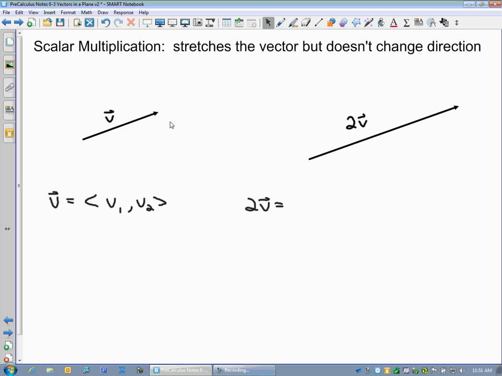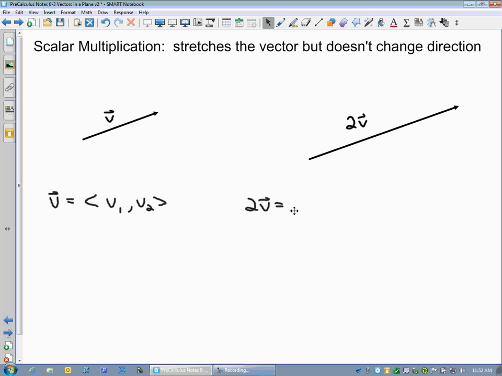So let's take this vector here. This is it visually, and this is it in component form. Vector v is v1 comma v2. So this vector, if I were to multiply it by 2, 2 being our scalar, then geometrically I'm just taking this same vector that we have here. It's going in the same direction, but it's going to be twice as long as it used to be. So same direction, just twice as long.